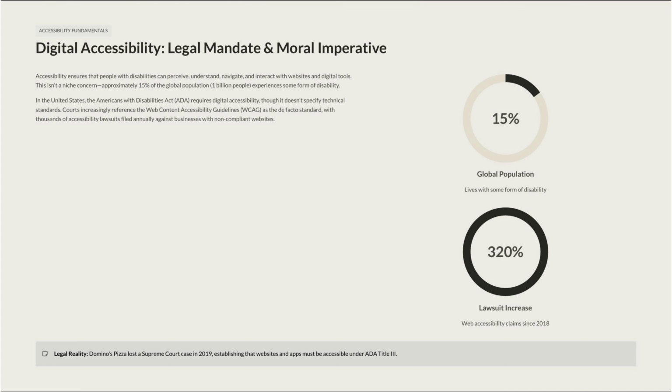Digital accessibility is crucial, affecting 15% of the global population. The Americans with Disabilities Act mandates accessibility, with courts referencing Web Content Accessibility Guidelines as the standard. Notably, Domino's Pizza's 2019 Supreme Court loss highlights the legal necessity for accessible websites, amid a 320% increase in related lawsuits since 2018. Ensuring accessibility is both a legal and moral imperative.